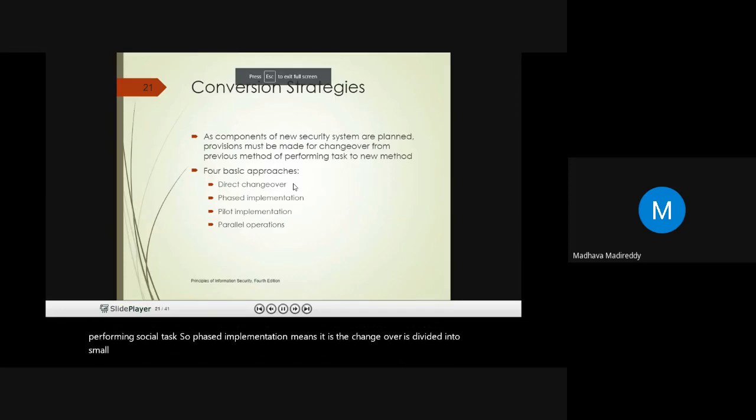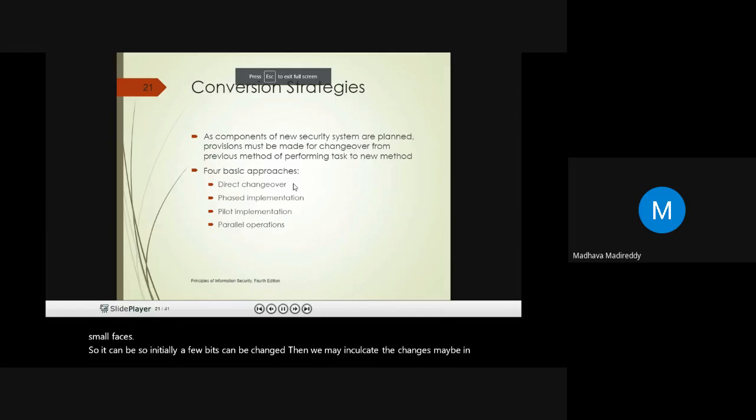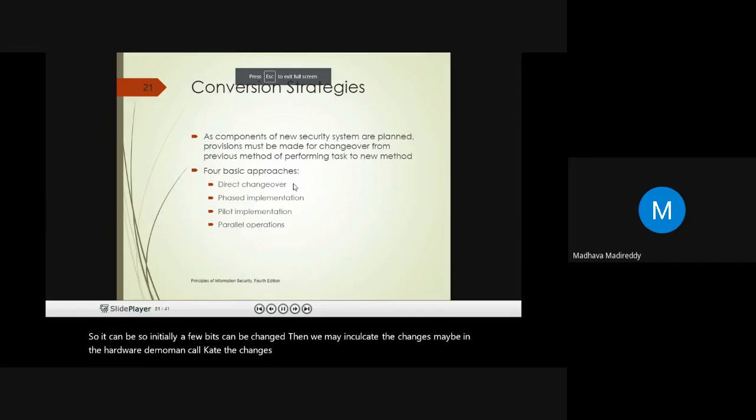Initially a few bits can be changed, then we may inculcate the changes in the hardware, then we may inculcate the changes in the software, so at each phase we can do the changes over time.